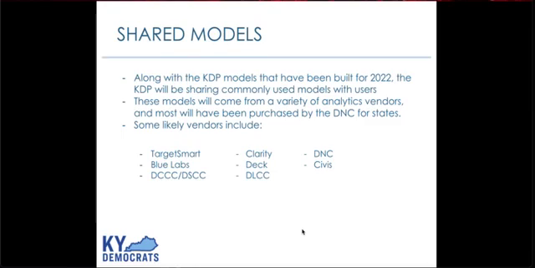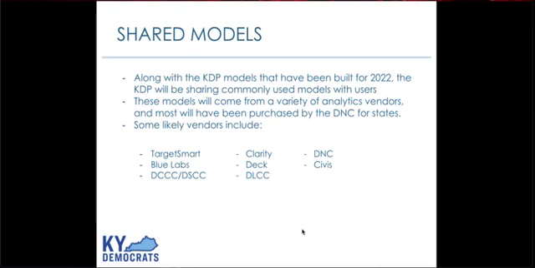So now that we've talked about what's available and what's been created through KDP, we're going to talk about what some of the shared models are and who those vendors are. Each cycle, the DNC and various vendors build out models, share those through the DNC for our users. So as the cycle goes on, you can expect to see more and more of these models made available. They come from a variety of analytics vendors, and most are, like I said, purchased by the DNC for states.